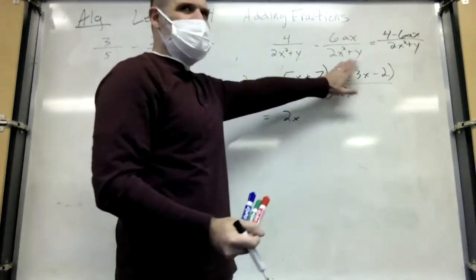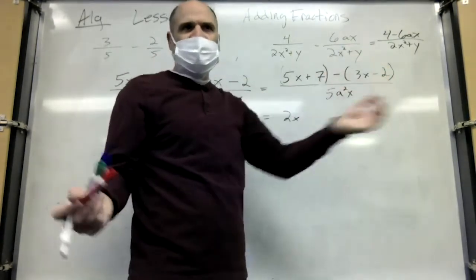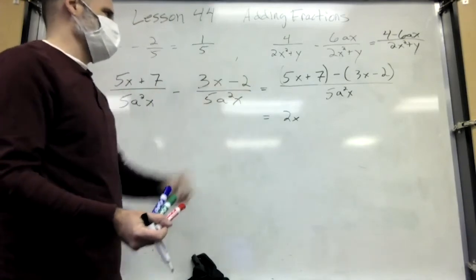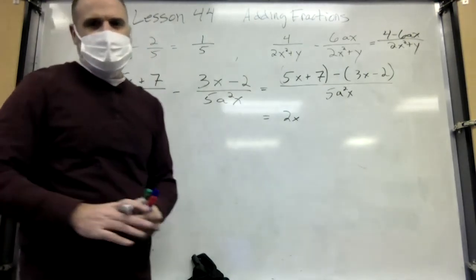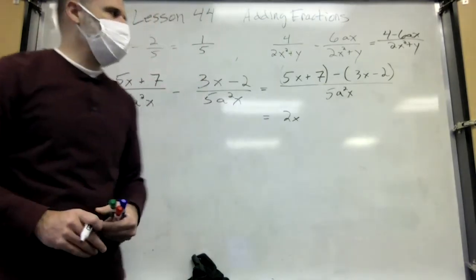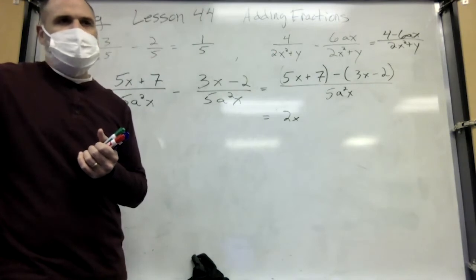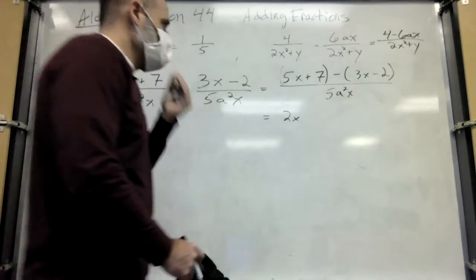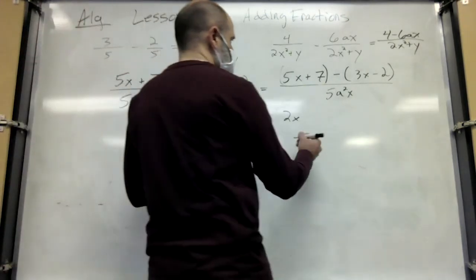If there weren't parentheses here, then it would just be minus 3x minus 2. So it would be 7 minus 2, which is 5. But there has to be parentheses there because you're subtracting this whole numerator. So this is a very common mistake in this class and in Algebra 2 and everywhere else. Students will continue to struggle with this. Okay? So don't stress. Don't beat yourself up if you get these wrong. But show your work so I can help you figure out what you did wrong, okay?